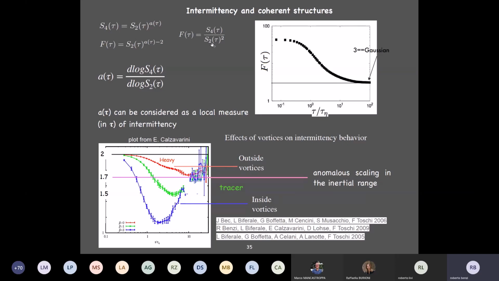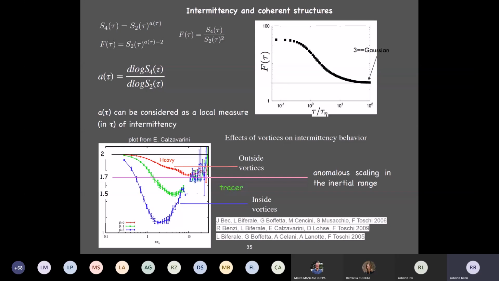As usual, you see that there is an increase of fluctuation when you go near the effect of viscosity. And if you look at the local derivative of S4 with respect to S2, this quantity A, which is just how the scaling changes, you can think of as a local measure of anomaly in the system as a function of tau. In other words, this quantity A quantifies how strong the anomalous fluctuations are that you observe as a function of tau.